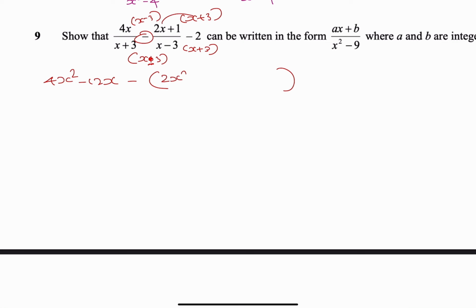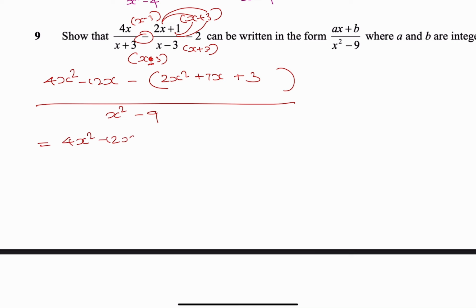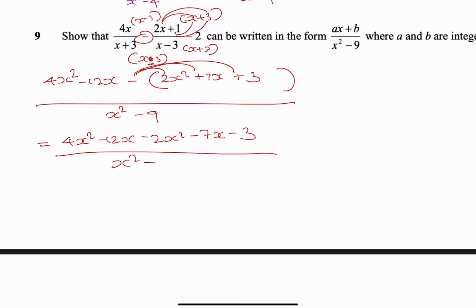So what do we have? 2x squared. That's 6x plus 1 is 7x plus 3 over, on the bottom is x squared plus 3x minus 3x cancels, minus 9. That will give you 4x squared minus 12x. Let's see, here minus 2x squared, here minus 7x, here minus 3 over x squared minus 9. So what do you have? 4x squared take away 2x squared is 2x squared, minus 19x minus 3 over x squared minus 9.